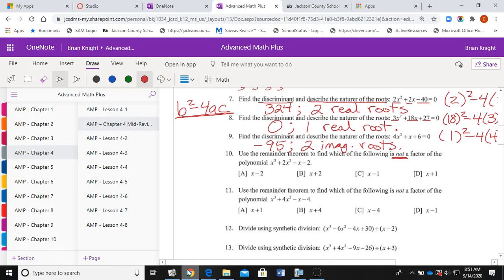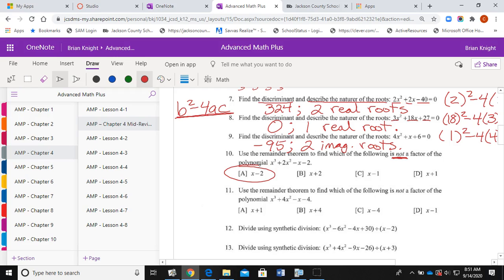So, number 10 is what? So if we plug them in, A, if we plug them in, we have to flip the sign? Correct. Because when you plug in, you're plugging in the root. You're not plugging in the factor. Always remember that.